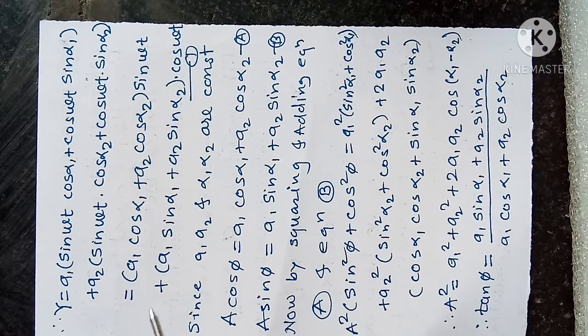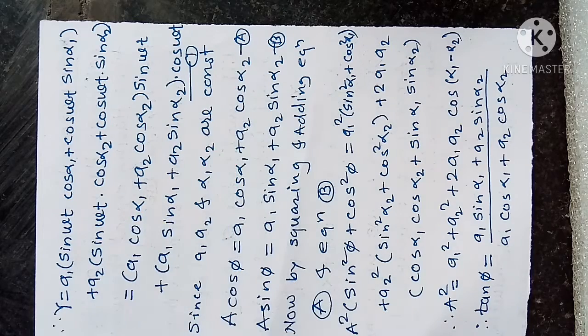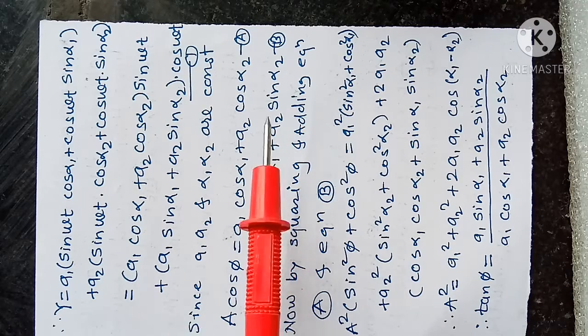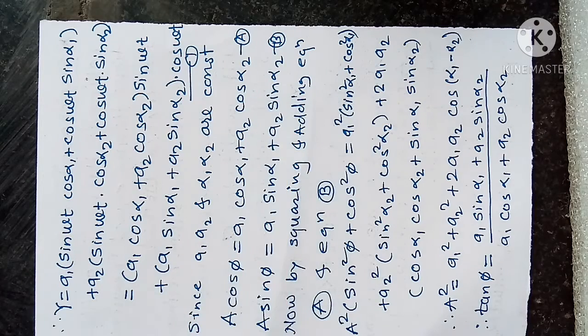Since A1, A2 and alpha 1, alpha 2 are constant, we assume A cos phi is equal to A1 cos alpha 1 plus A2 cos alpha 2. Let this be equation A. A sin phi is equal to A1 sin alpha 1 plus A2 sin alpha 2. Let this be equation B. Now these two values we are assuming here.